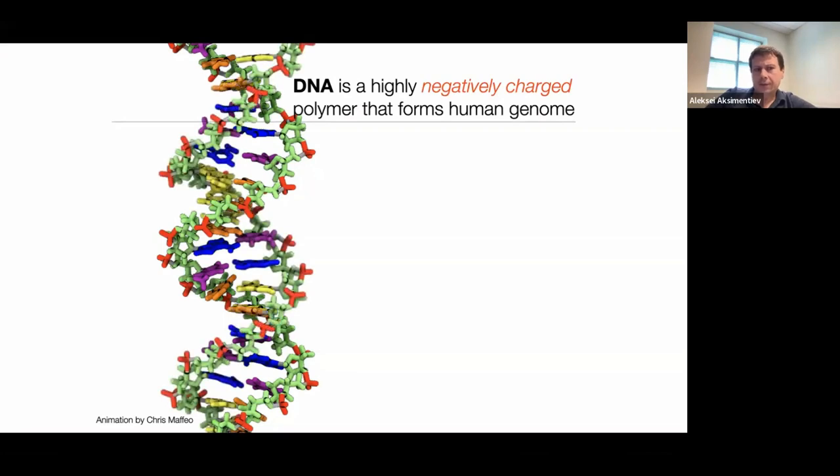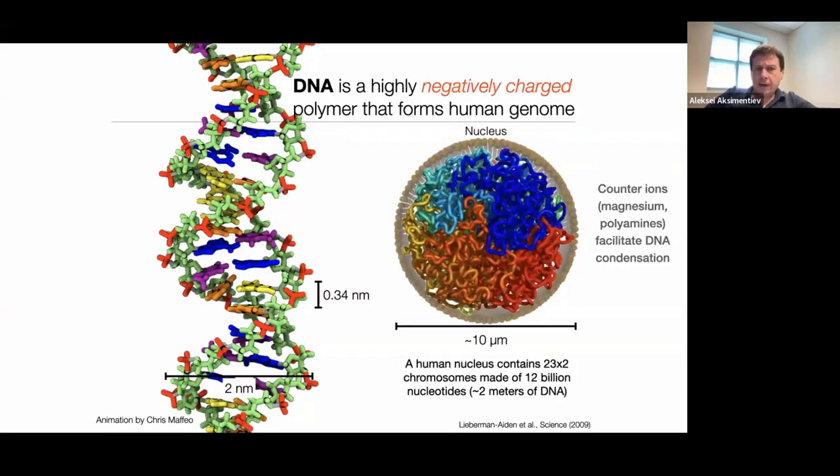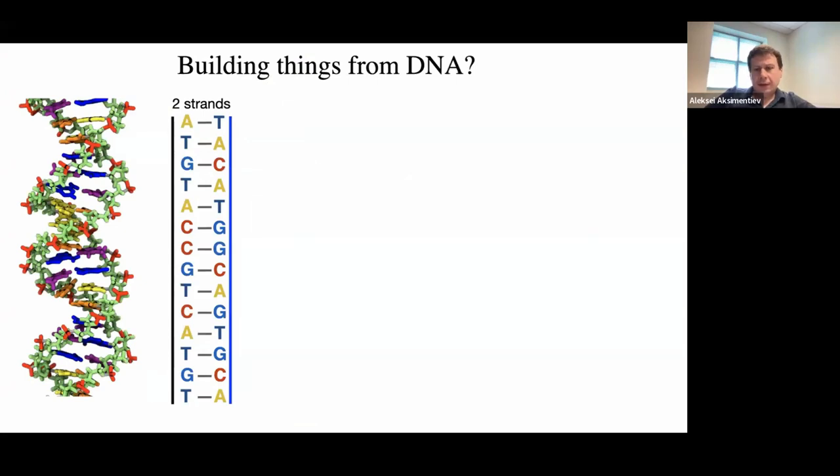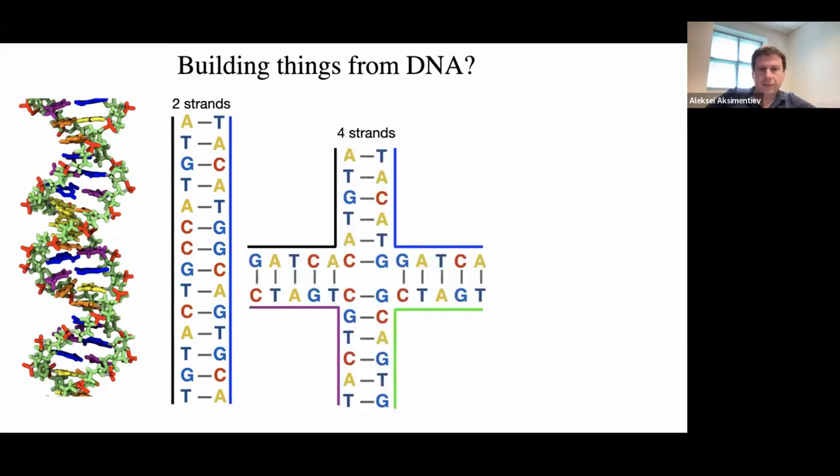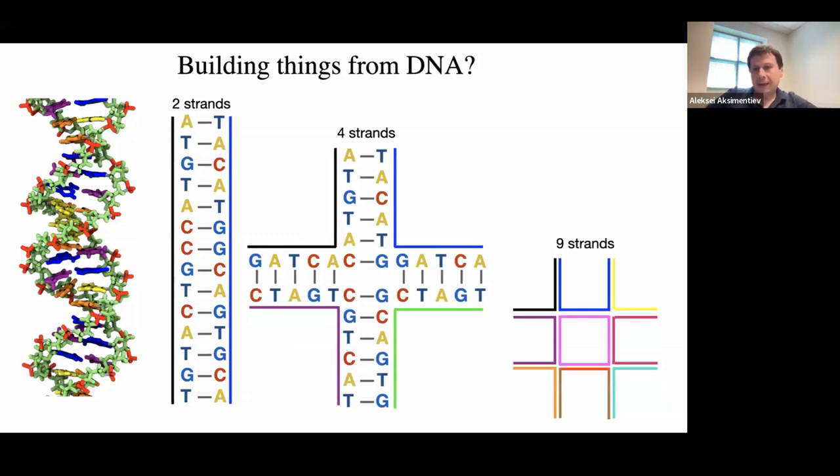The molecules of DNA form a double-stranded helix where A pairs with T and C pairs with G. The size of the DNA is about 2 nanometers across, and the precision as you go along the DNA molecule is about 0.3 nanometers. So how can we build things with DNA? The idea is simple. If you start with double-stranded DNA, you can rearrange molecules to build a so-called Holliday junction. That's when you have 4 DNA molecules that come together, held together by a complementary interaction. And then you can, of course, do it with 9 strands and so on.